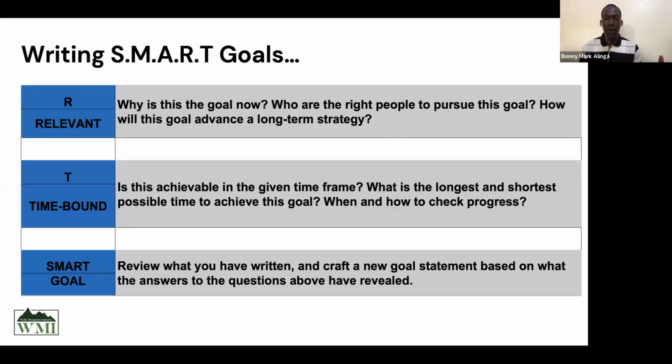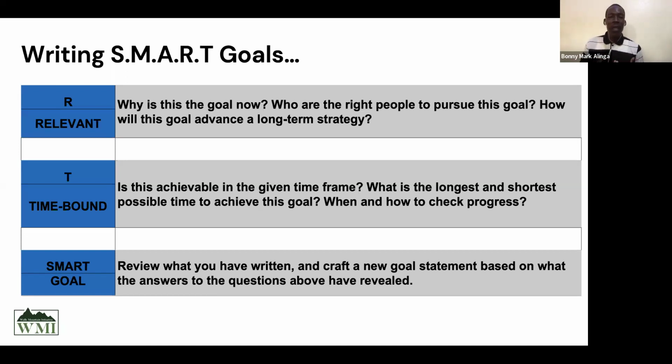So you keep focused and look at the time bound to see if it is in line and giving you the prerequisite time, that duration that will help you achieve the goal. Having asked yourself all these questions of the time bound, you look into your SMART goal and revise, review what has been written, and craft a new goal statement based on what you have drafted. Remember, you're in the process of creating a SMART goal.